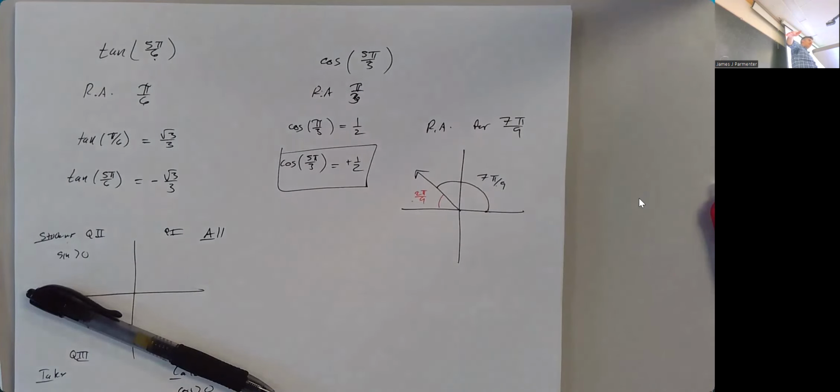7 pi over 6 doesn't reduce. That's the next one, in quadrant 3. 8 pi over 6, 9 pi over 6, 10 pi over 6. 11 pi over 6 doesn't reduce, in quadrant 4. It's kind of annoying, but that's one way that will for sure work.